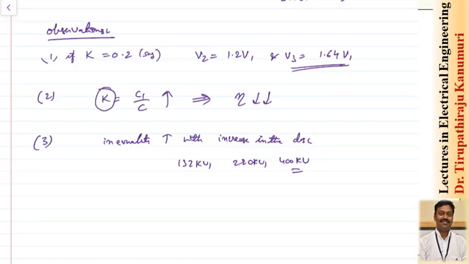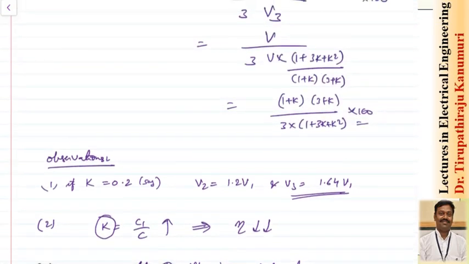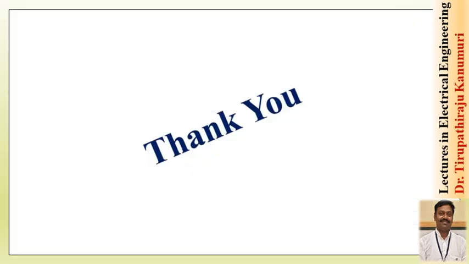I hope how the voltage is distributed across different strings of the insulators, and what is string efficiency, and what is the effect of the shunt capacitance on the voltage distribution is clear to you.